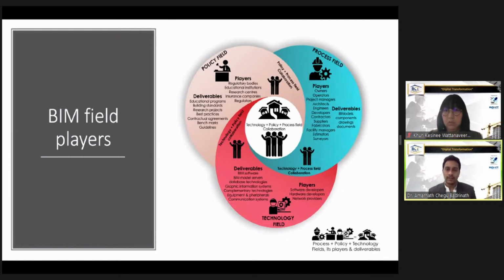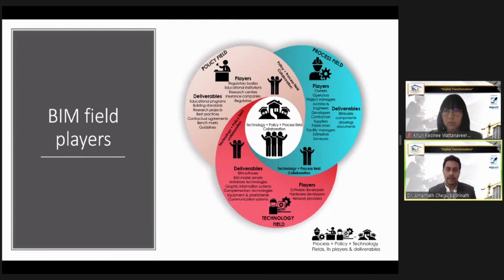Looking into this concept, for the past four years we have been building the community into these categories, so that we make them realize and bring them into collaboration with the other divisions, so that they can collaborate and work together.